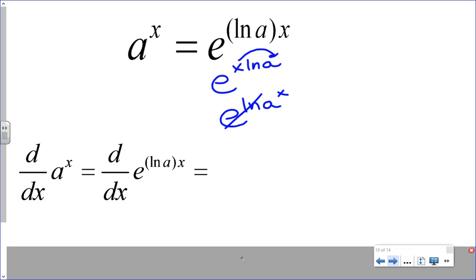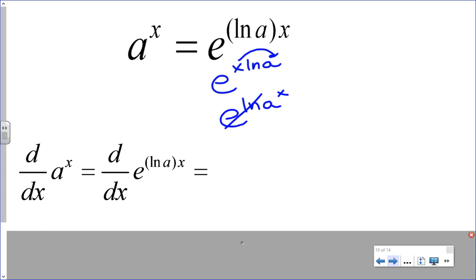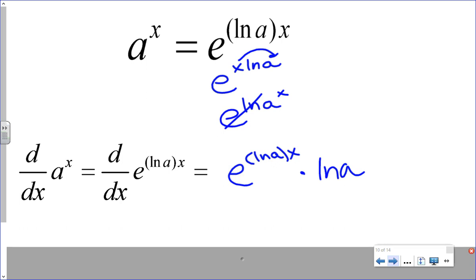So, for me to show you the derivative of a to the x, what I'm going to show you is the derivative of e to the natural log of a times x, because I've shown you that those are equivalent, and we know how to take the derivative of e to a power, right? So e to a power is copy-paste times the derivative of the inside. Well, the natural log of a is like the coefficient for x. Like if we had 5x, the derivative would be 5. So the derivative of natural log of a times x is natural log of a. Okay? Well, we already know that this right here is the same thing as a to the x.